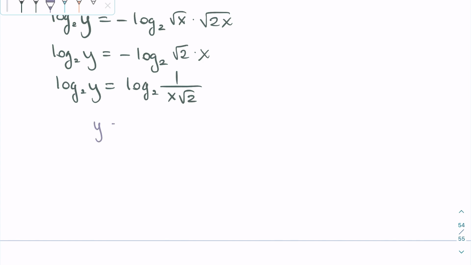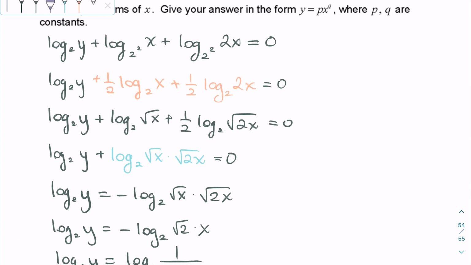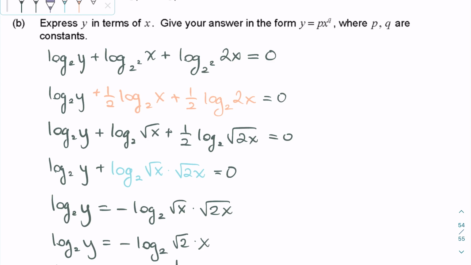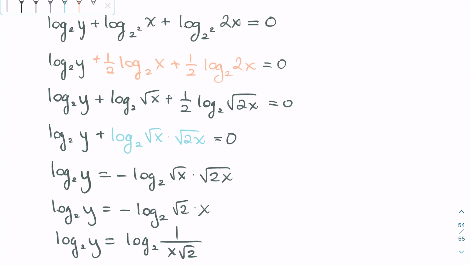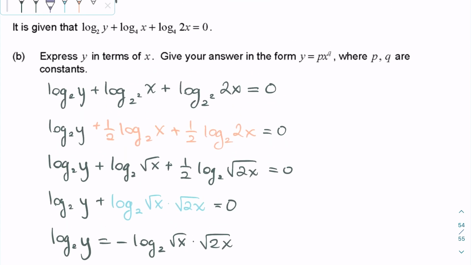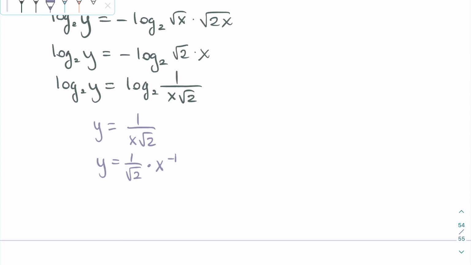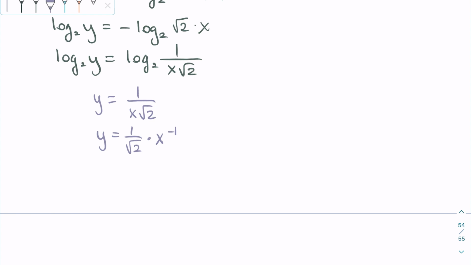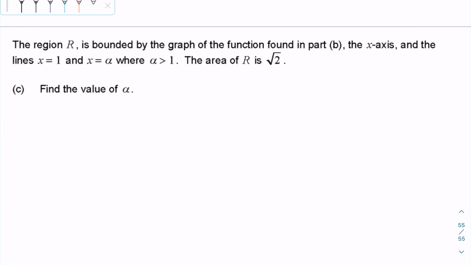Since both the right and left-hand sides are logs of the same base, we can make the arguments of each log equal to each other. So that's it. The answer would be 1 over square root of 2 times x to the minus first power, or just 1 over x.